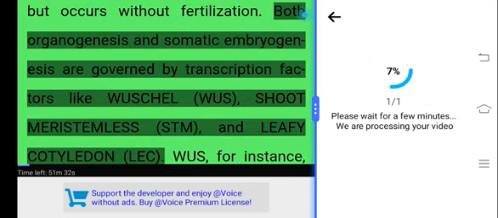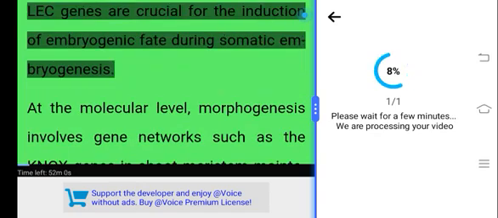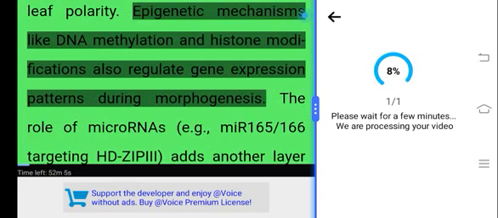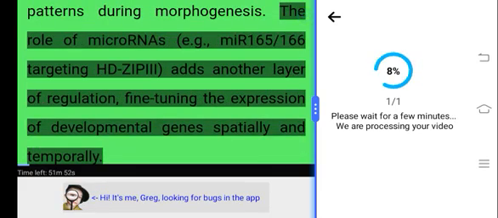Both organogenesis and somatic embryogenesis are governed by transcription factors like WUSCHEL (WUS), SHOOT MERISTEMLESS (STM), and LEAFY COTYLEDON (LEC). WUS, for instance, maintains stem cell identity in the SAM and is necessary for shoot regeneration. LEC genes are crucial for the induction of embryogenic fate during somatic embryogenesis. At the molecular level, morphogenesis involves gene networks such as the KNOX genes in shoot meristem maintenance and YABBY and HD-ZIPIII genes in leaf polarity. Epigenetic mechanisms like DNA methylation and histone modifications also regulate gene expression patterns during morphogenesis. The role of microRNAs, e.g., miR165/166 targeting HD-ZIPIII, adds another layer of regulation, fine-tuning the expression of developmental genes spatially and temporally.